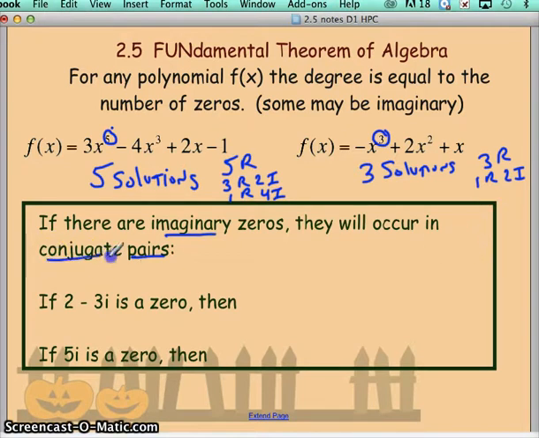Now, a conjugate pair means that if 2 minus 3i is a 0, then 2 plus 3i is also a 0, a solution. And if 5i is a 0, then negative 5i would also be a 0. You have to be careful of all this because oftentimes you'll be given only one of the imaginary zeros and you have to know that there is a second because they come in pairs. So just always know that they should come in pairs. Even if you're given one, it's implied the other.